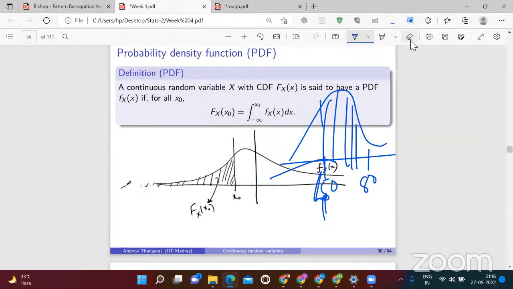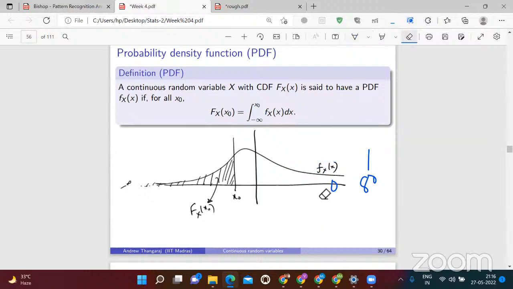Okay. I hope this is clear. So PDF is clear, right? So you can go through the lectures again.